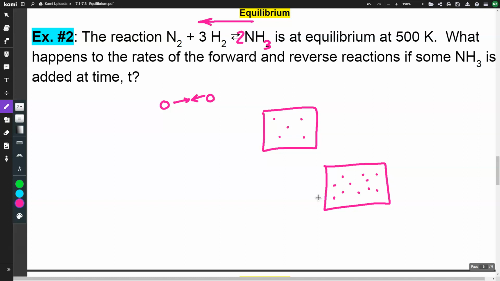So again, this is before. We don't have very many particles of NH3. And if we add more of them, more collisions are going to take place. And like I said, the reaction is going to shift left, or shift towards the reactants, to reestablish equilibrium.